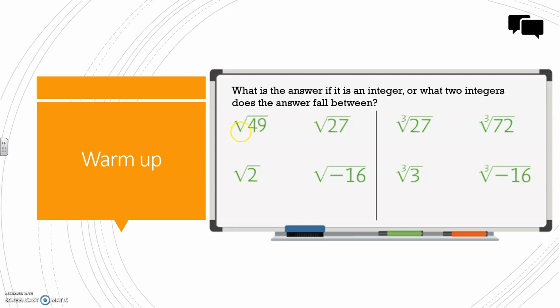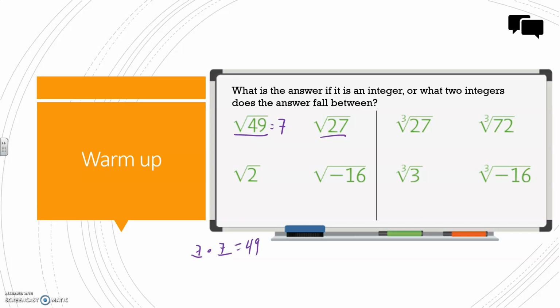So last chapter we actually talked about finding the square root of 49, square root of 27, square root of 2, and so on. Now square root of 49 is a perfect square. It's just 7, because really you're thinking about what times itself equals 49. And you guys know that 7 times 7 is that.